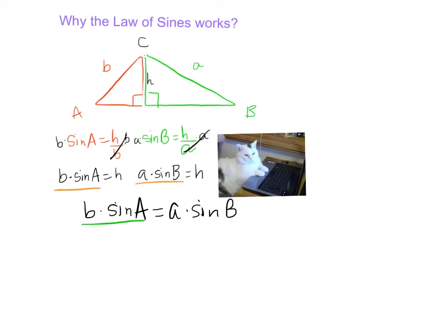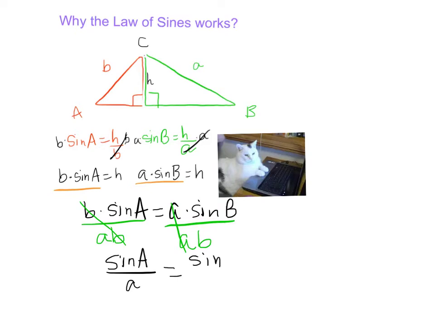Now I'm going to do a little bit of math here. I'm going to divide by b on this side and over here too. And I'm also going to divide by a. So I'm going to divide by a and b. Now what happens when I do that? Well, my b's become 1, my a's become 1, and here's where the law of sines is born. I get the sine of A over its opposite side is equal to the ratio of the sine of B to its opposite side. And that's actually where the law of sines comes from.